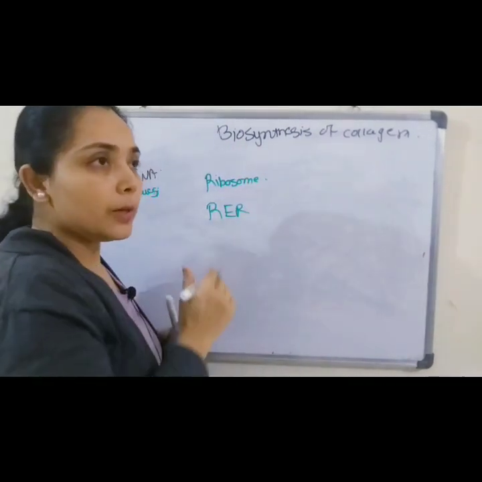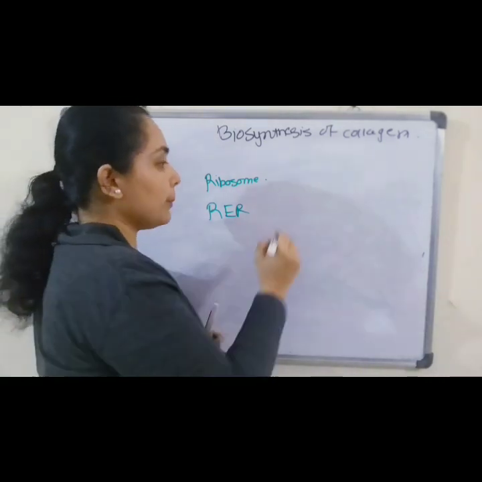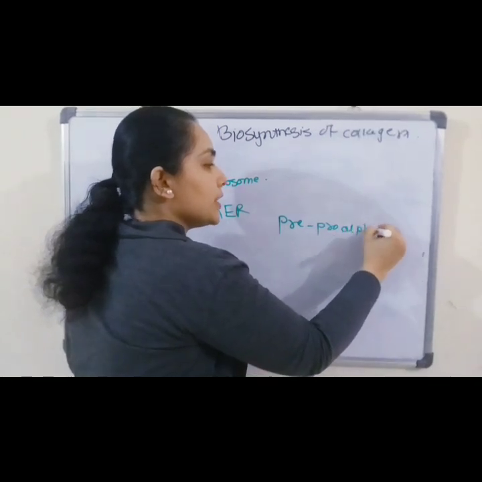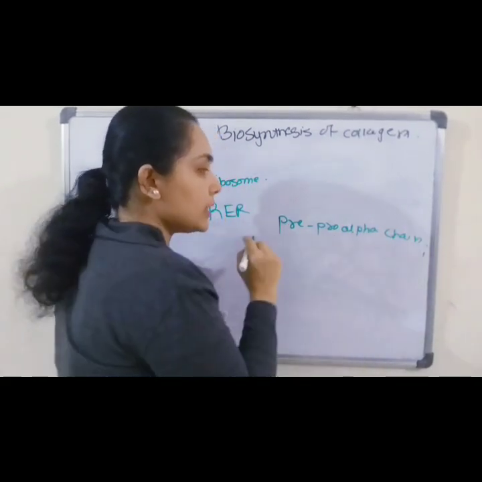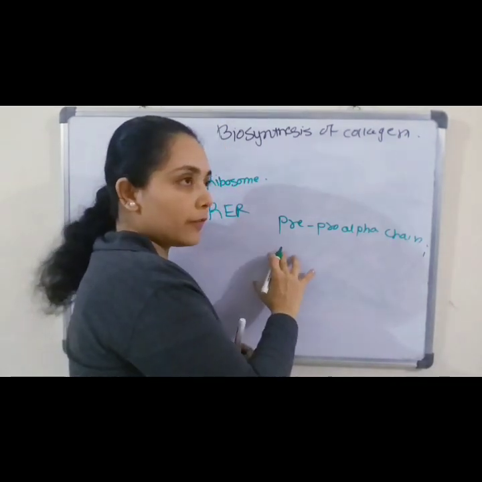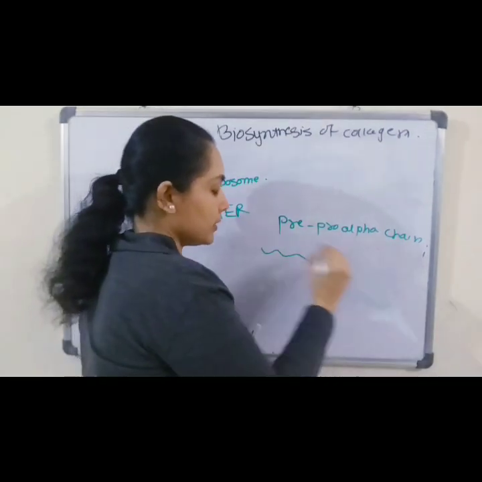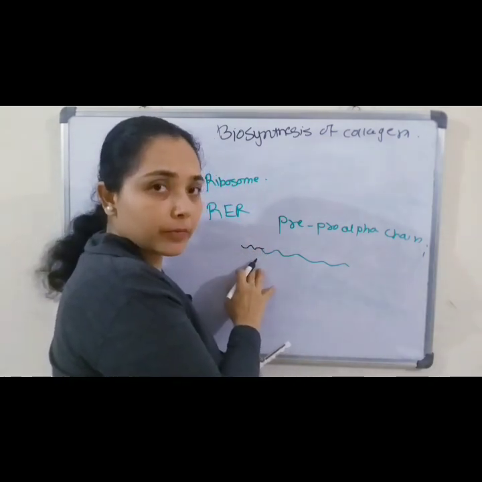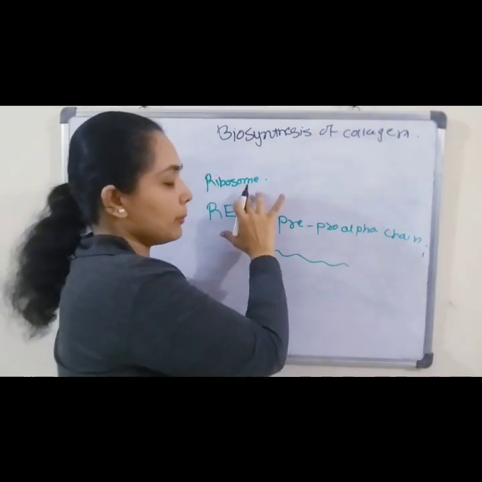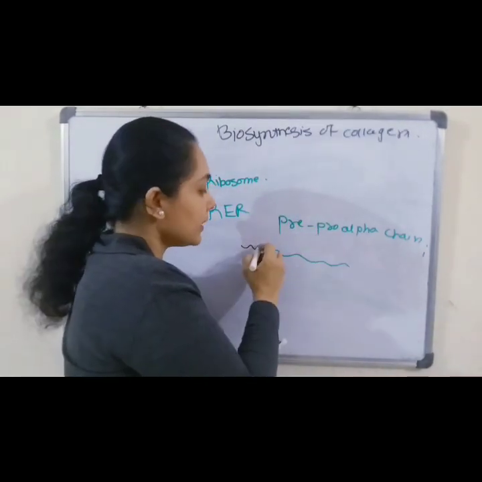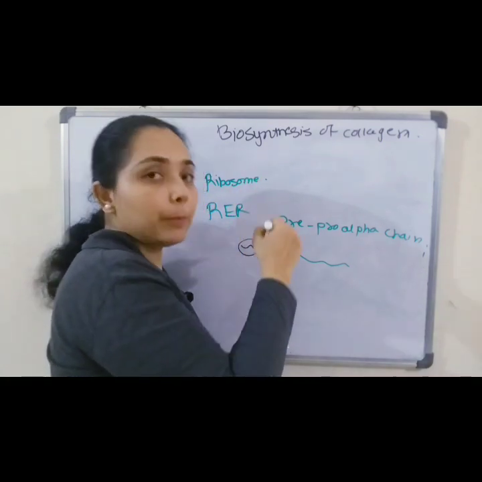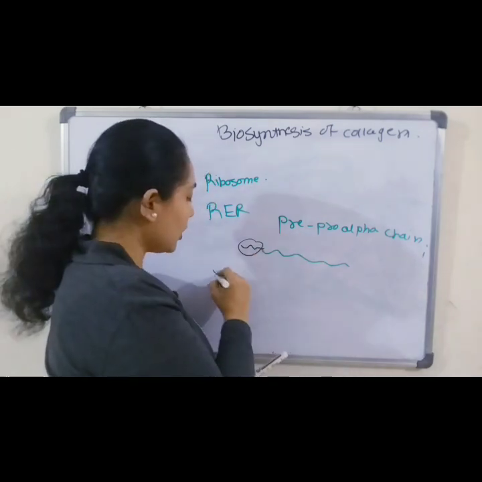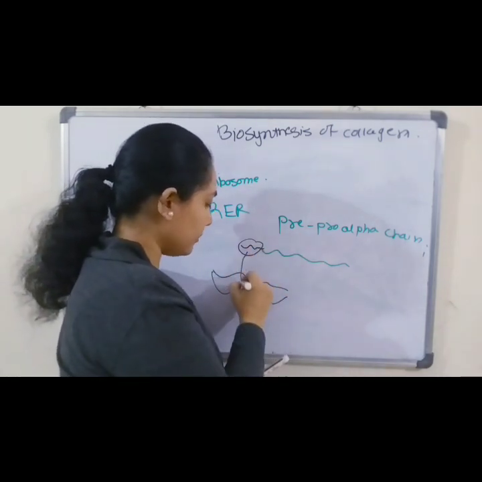In the ribosome, the pre-pro alpha chain, or pre-pro polypeptide, will form. What is a pre-pro alpha chain? In the pre-pro alpha chain, some signal peptides are present. Suppose this is an alpha chain, and some signal peptides are there. This form on the ribosome is known as a pre-pro alpha chain. This signal peptide will give the direction for the pre-pro alpha chain to come into the lumen of the endoplasmic reticulum.